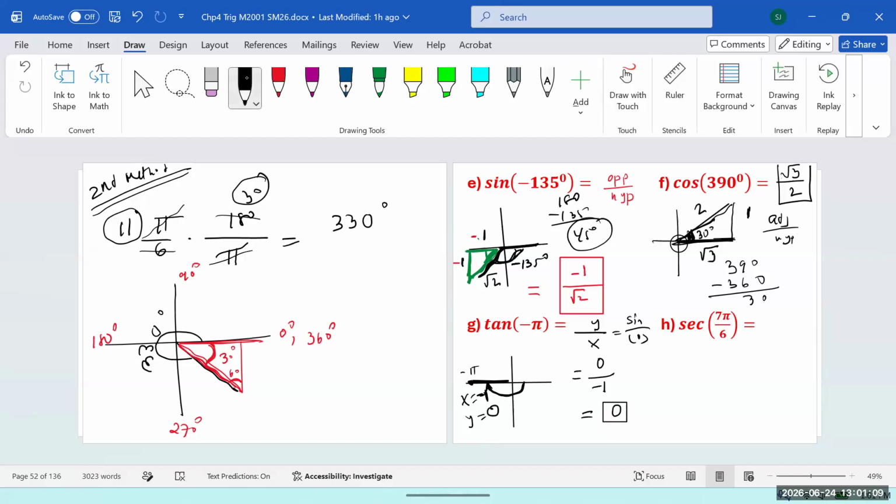But if they ask you cotangent negative 180, DNE. Cotangent negative 180 is cosine over sine. Cosine is negative 1, sine is 0, so it doesn't exist. Any questions so far?